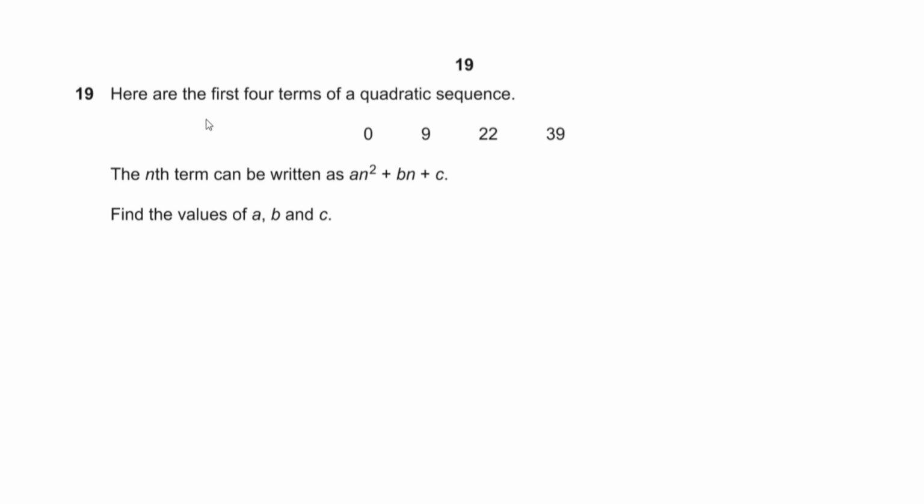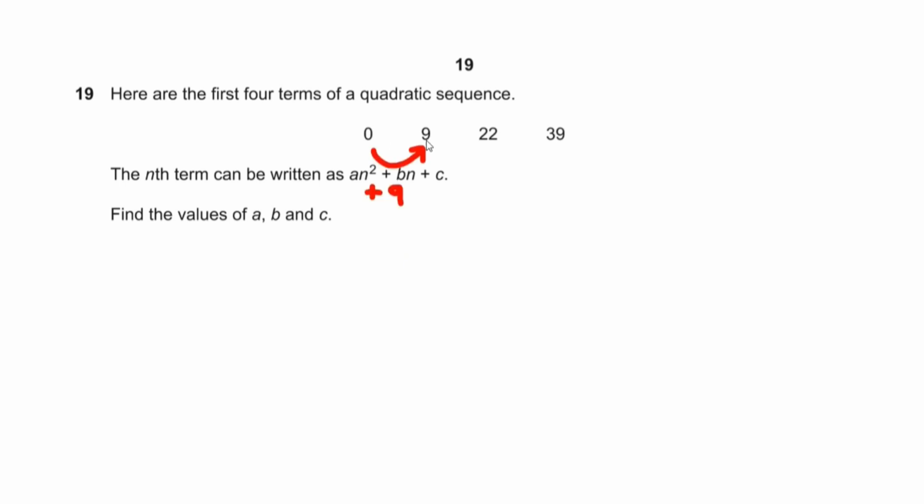Question number 19. Here are the first four terms of a quadratic sequence: 0, 9, 22 and 39. The nth term can be written as an squared plus bn plus c. We have to find the values of a, b and c. The first thing we can do is find out the difference between each of these terms.